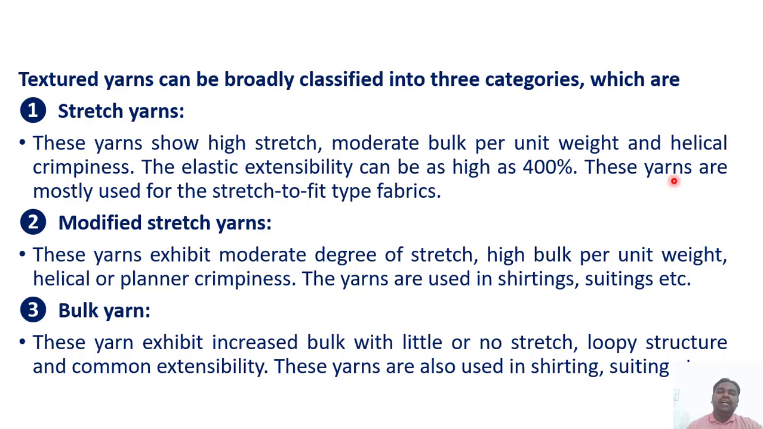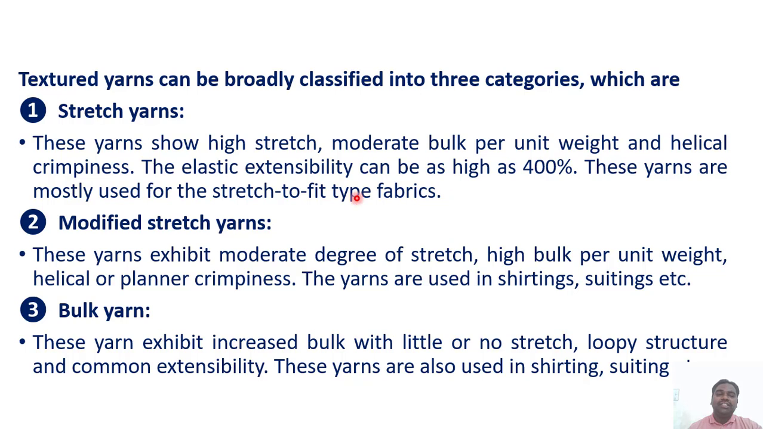The texturized yarns can be broadly classified into three categories. The first one is stretch yarn. What is the meaning of stretch yarn? Stretch yarns show high stretch, moderate bulk per unit weight, and helical crimpiness. The elastic extensibility can be as high as 400%, and these yarns are mostly used for stretch-to-fit type fabrics. So stretch yarns have the highest stretch but moderate bulkiness.